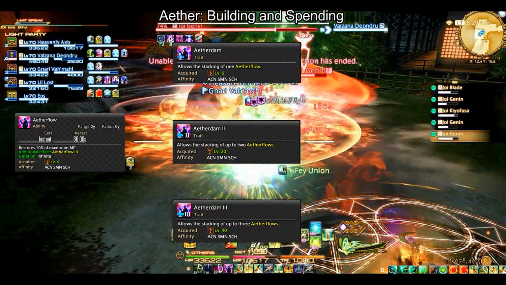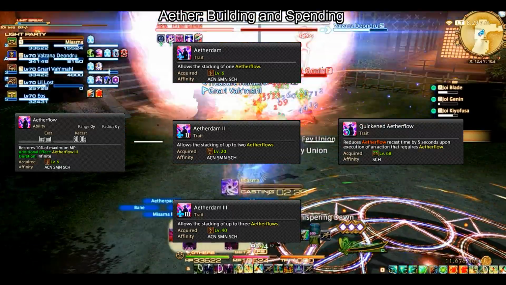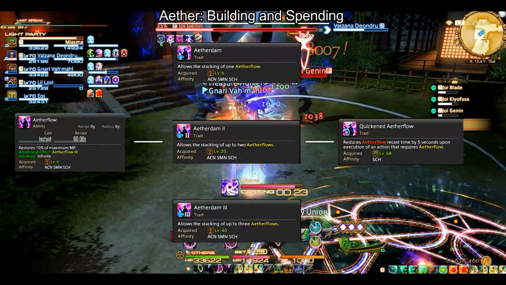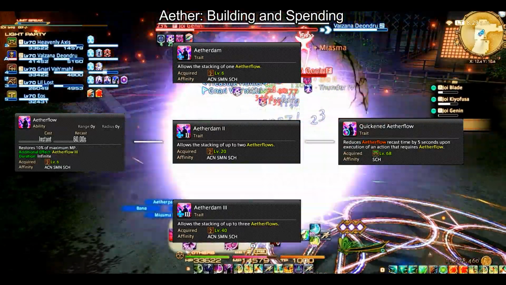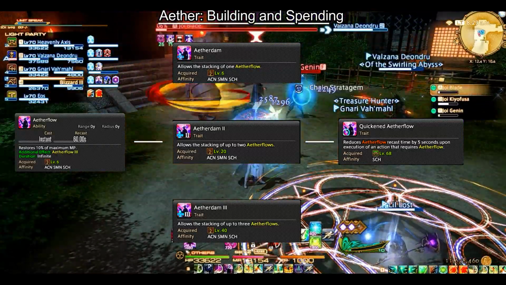At level 68, you gain a trait called Quickened Aetherflow. This key trait reduces your Aetherflow recast time by 5 seconds each time you use an ability that spends a stack. This translates to a 15-second reduction in cooldown for your building ability.